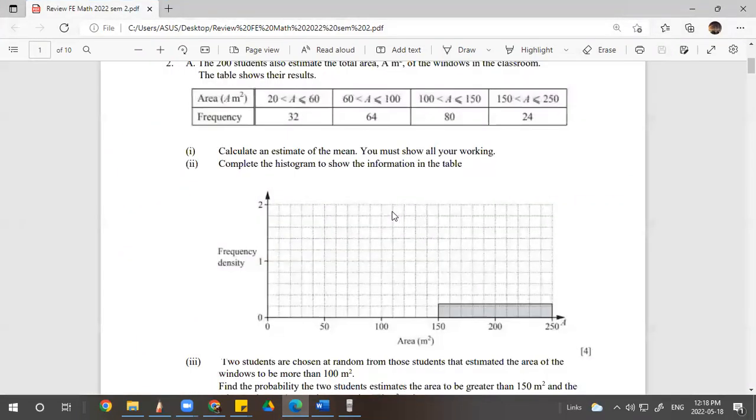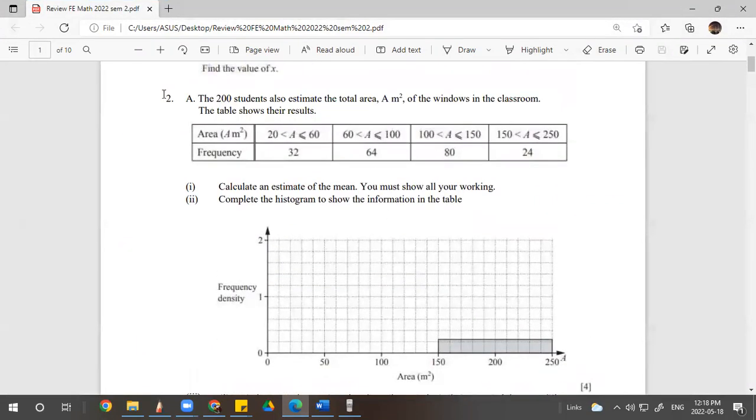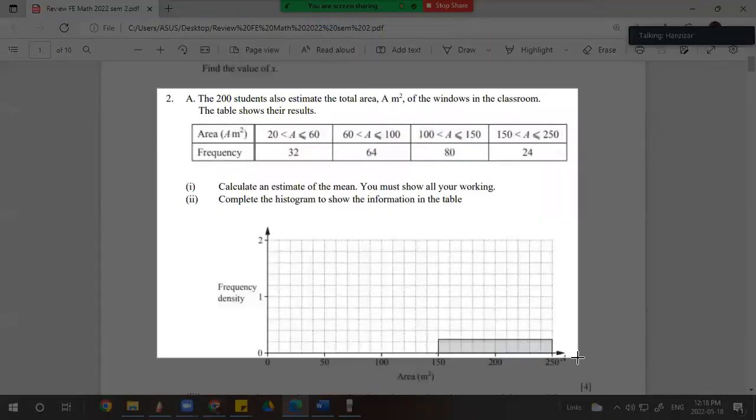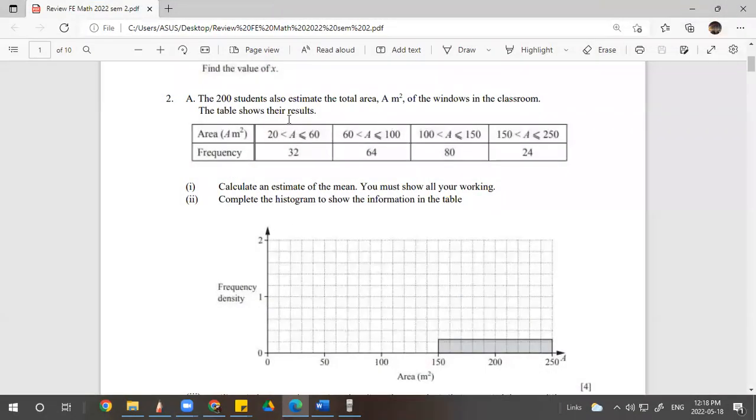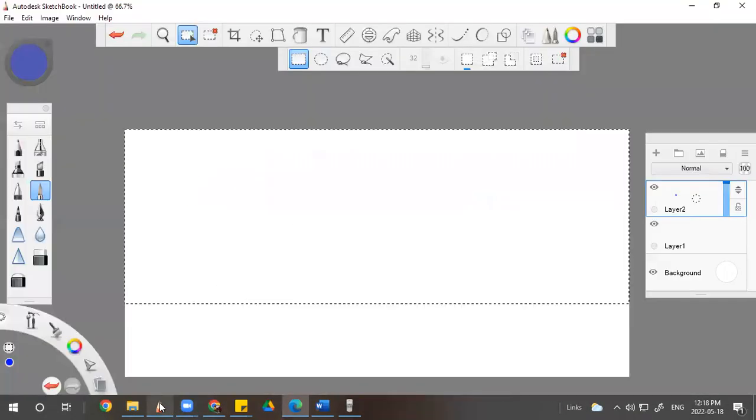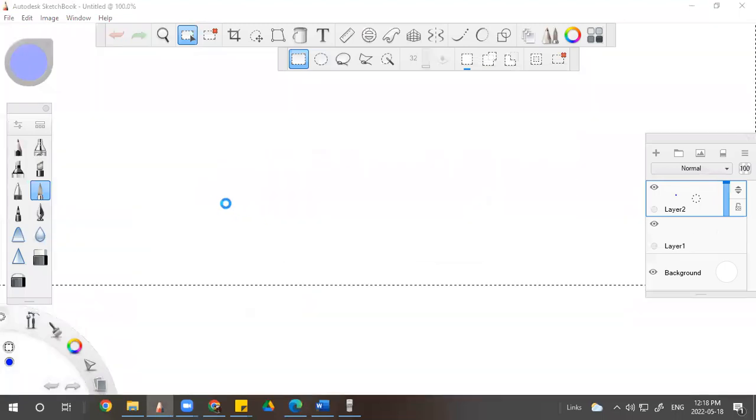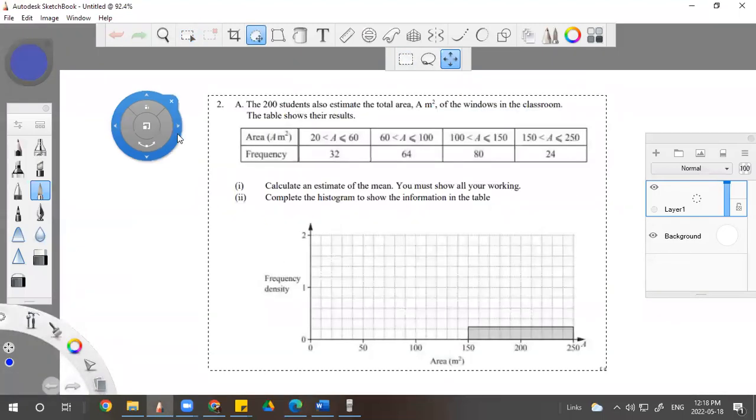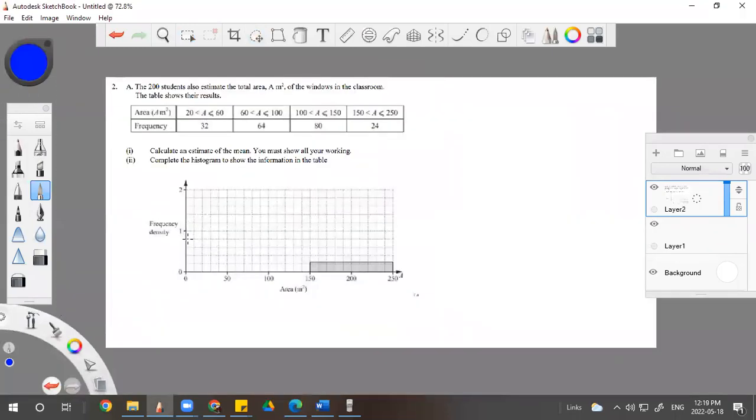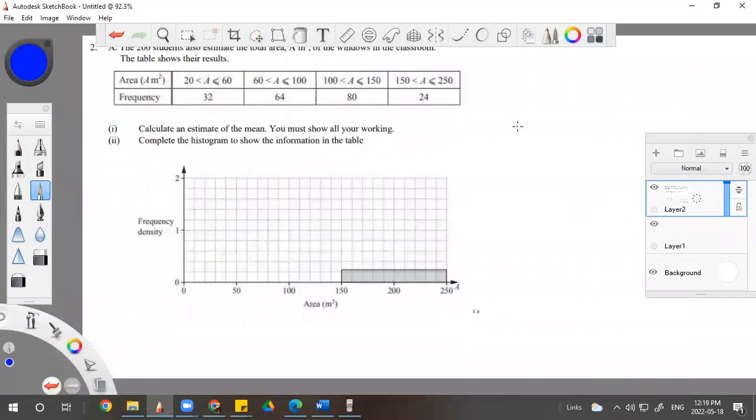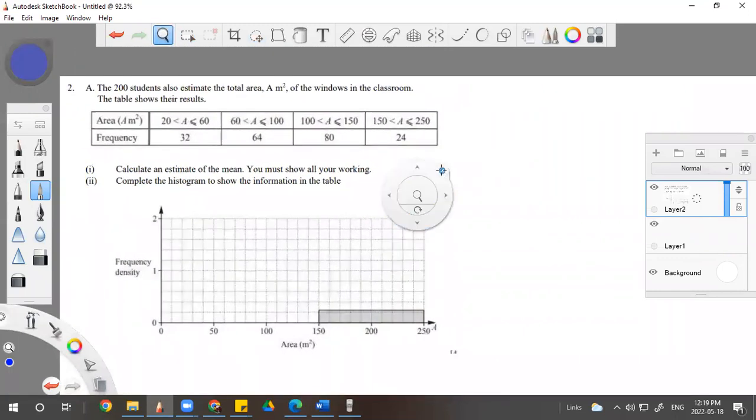Okay, what the heck is this? So 200 students also estimate the total area of the windows in the classroom. The table shows their results. Now calculate an estimate of the mean. You must show all your working. Okay, showing the working is not too hard.